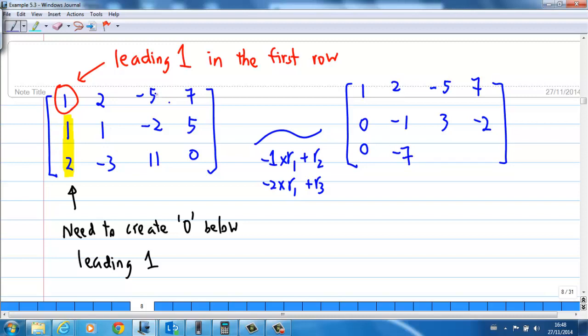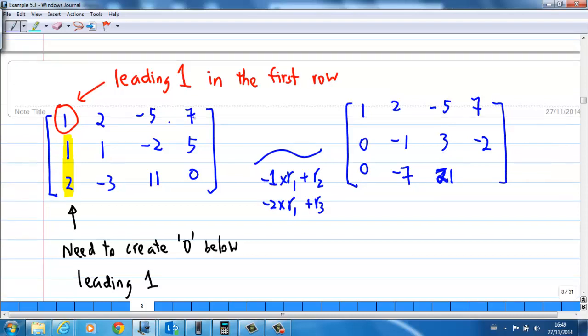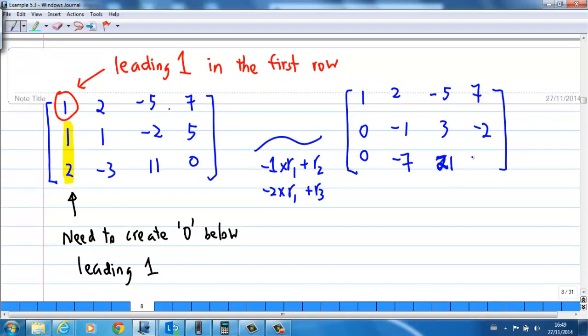−5 times −2, I get 10. 10 plus 11, 21. And 7 times −2, get −14. −14 plus 0, get −14.